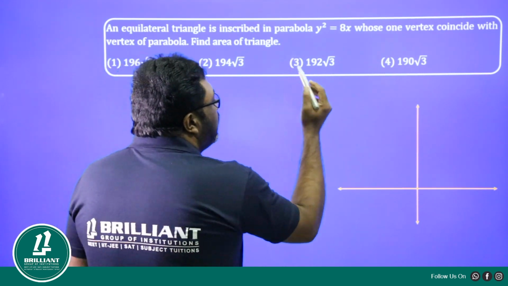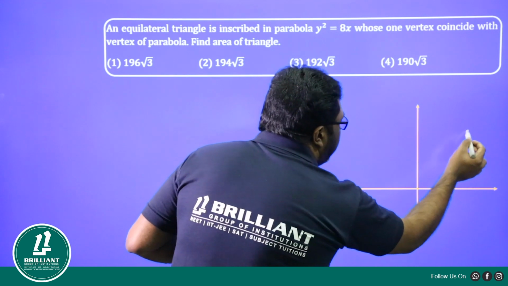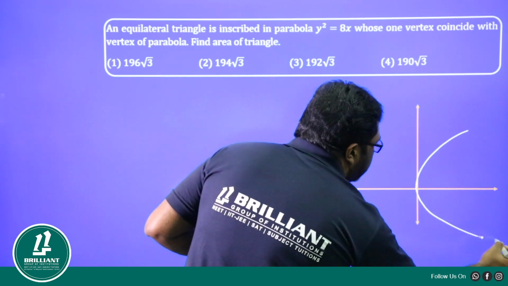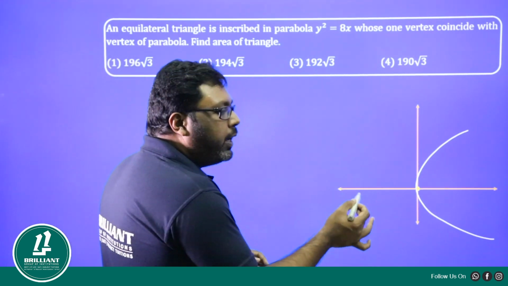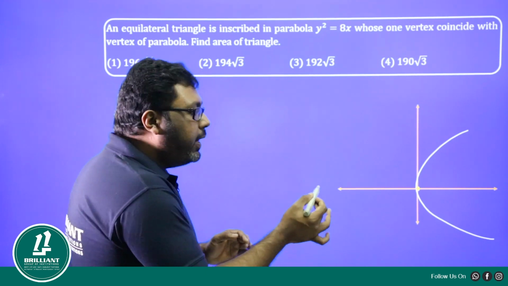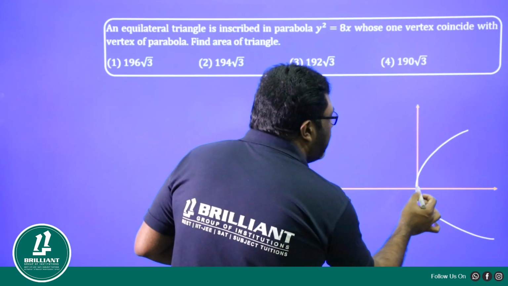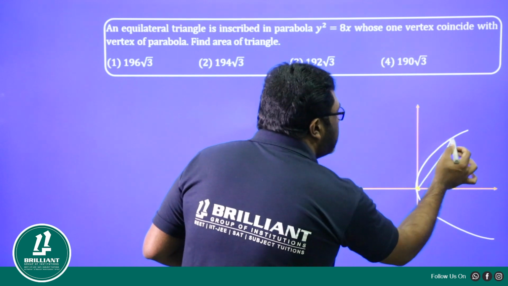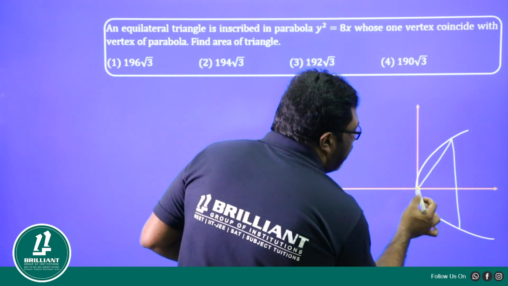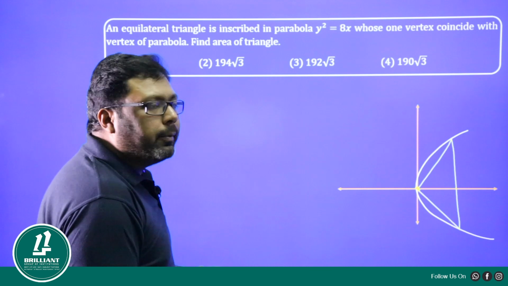Parabola y squared is equal to 8x. Definitely a parabola y squared is equal to 8x is like this. An equilateral triangle is inscribed inside the parabola such that one vertex of the triangle is at the origin, and this is how my equilateral triangle looks like.